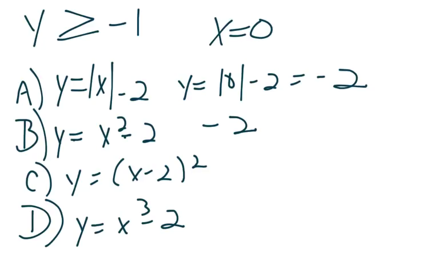Put in 0 here in C, now we have -2 squared. -2 squared is going to equal 4. That is greater than or equal to. So I'm going to stick a pen in C because I haven't proved it wrong yet.